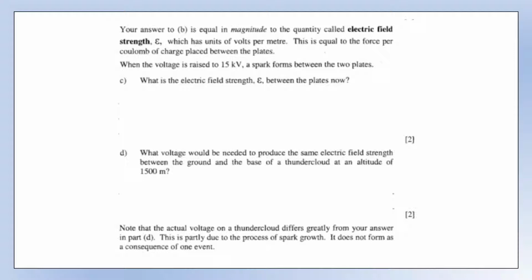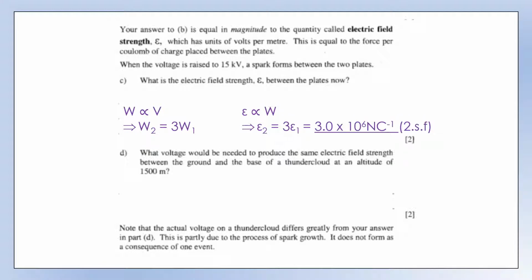So when the voltage is raised to 15 kilovolts, a spark forms. What is the electric field strength between the plates now? So we saw that the work done was directly proportional to the voltage. And so if we've got 3 times the voltage, we're going to have to do 3 times as much work to move the charge across. We also saw that the force per charge, or the field strength, is proportional to the work done, because we haven't changed the distance. So therefore we're going to get 3 times the field strength, so 3 times 10 to the 6 newtons per coulomb, or we could have it in volts per meter.